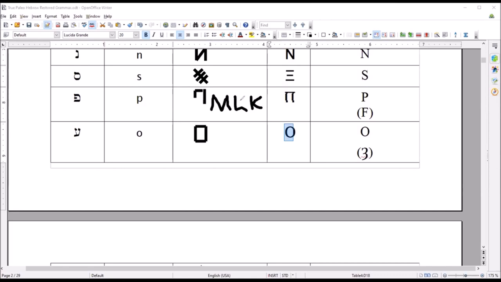There's no vowels there. So, Jews added vowel markings later on. They did not exist originally in the Hebrew language. But Dead Sea Scroll writers also sometimes added vowel letters to convey the sounds, even though the vowels weren't originally there.